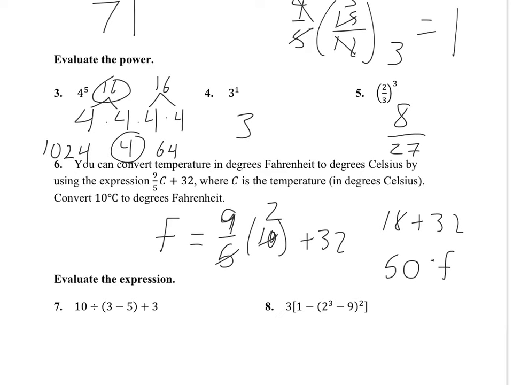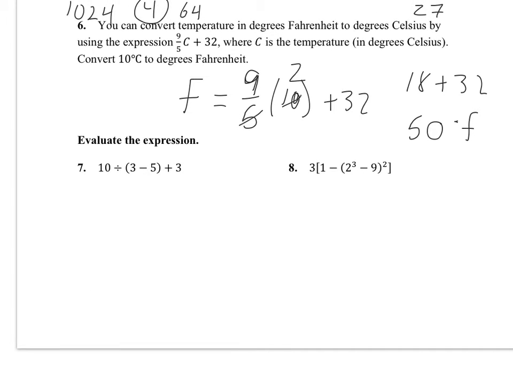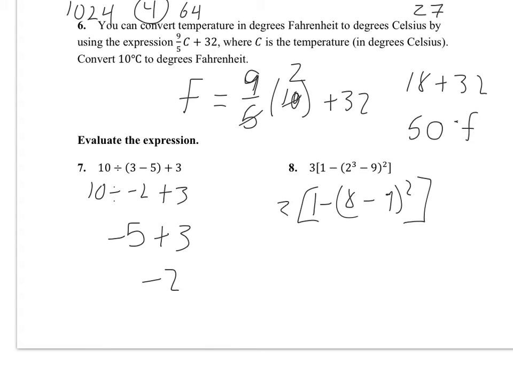And let's keep on moving down. It's 7 and 8. Okay, order of operations says 3 minus 5 is first, so it's -2. And then we have 10 divided by -2 is -5, plus 3 is -2. And then if we go over here to 8, 2 to the 3rd power is 8, minus 9, and then I have to square that, minus 1. Okay, 8 minus 9 is -1, to the 2nd is 1, so 1 minus 1 is 0, and then times 3, so I should get 0.